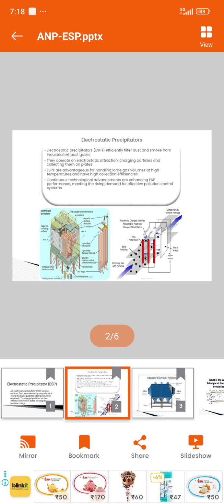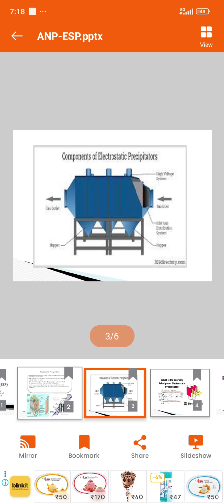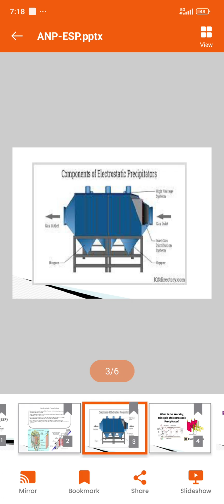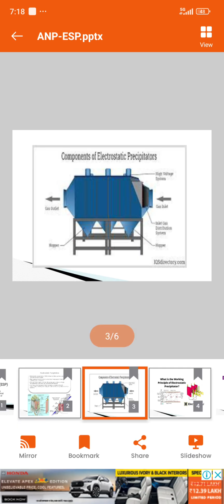What happens here? See, these images clearly give the notion of the electrostatic precipitator. This image shows an electrostatic precipitator which is available in industries to remove dust particles from the gas stream.